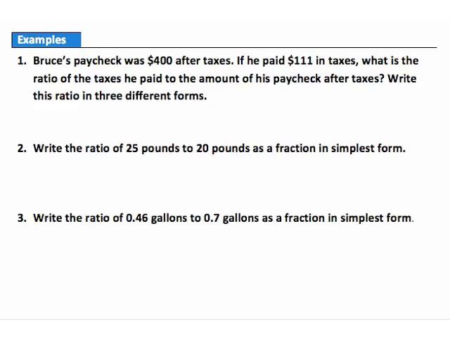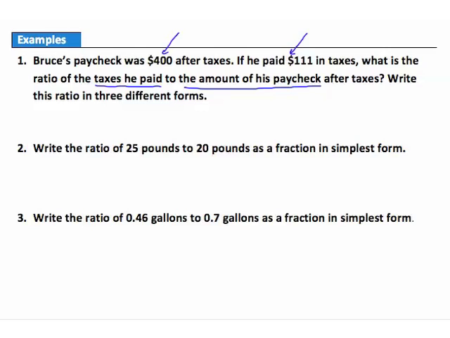Well, there's a lot of information in this problem. Let's take a look at the first question. They want us to write the ratio of the taxes he paid to the amount of his paycheck after taxes. And notice this ratio is listed as the taxes he paid to the amount of his paycheck. That's the way we're going to want to write this ratio. But notice that's exactly the reverse order of the way they gave us these numbers. Notice they gave us the amount of his paycheck, $400, first. Then they gave us the taxes paid, which was $111. But we want to follow the question which says taxes he paid to the amount of his paycheck.